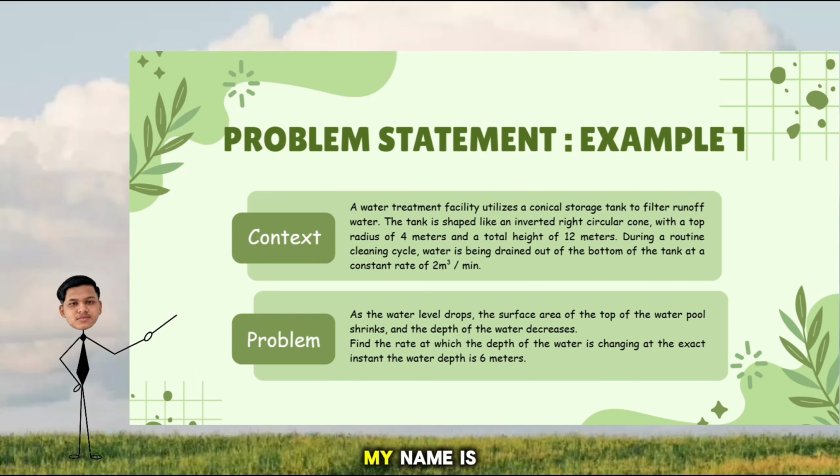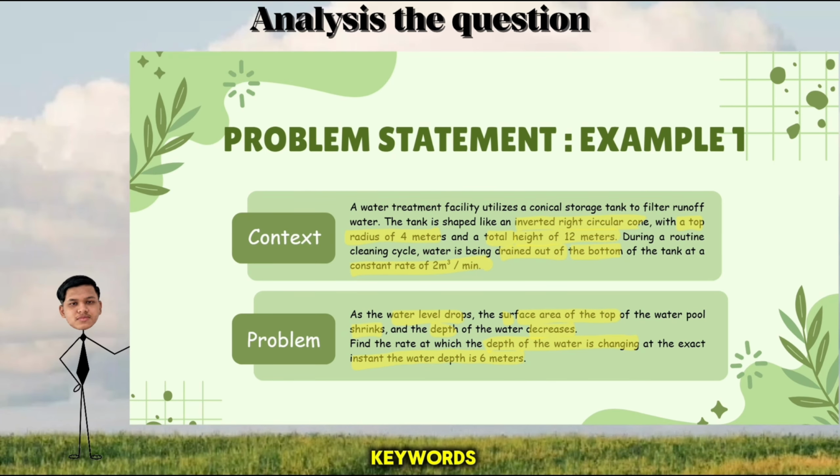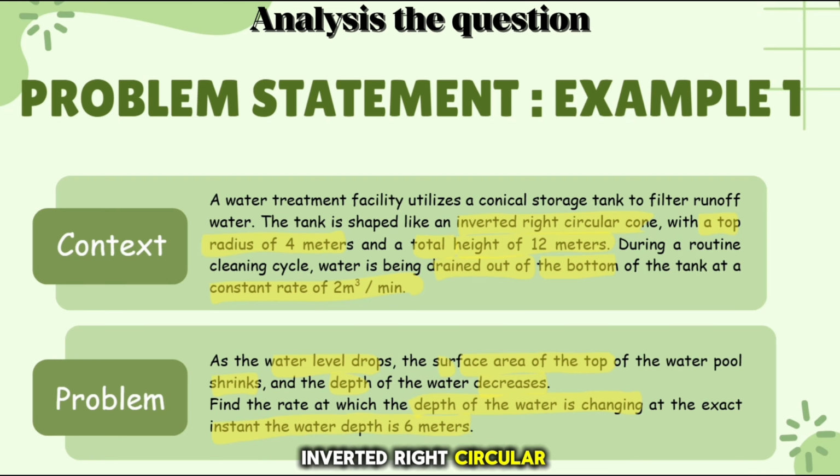Assalamualaikum and hello. My name is Uwais Karni, and I will begin with presenting example 1. I have highlighted the keywords here. We have an inverted right circular cone, describing the shape, with a top radius of 4 meters and a total height of 12 meters. We know that the fluid is being drained out of the bottom, and that tells us that 2 meter cube per minute should be a negative value in our calculations.